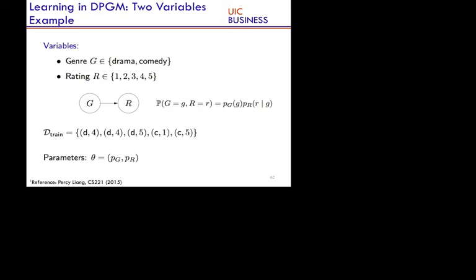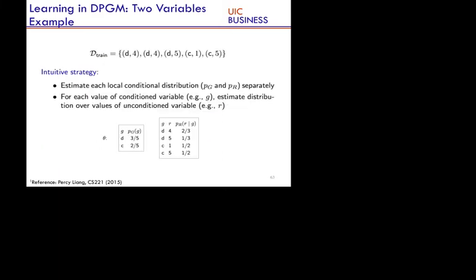Let's say we have this training data. So both random variables are observed, and the parameters are going to be P of G and P of R, which I've just succinctly represented here. P of G will have 2 parameters, or 1 parameter essentially, and P of R will be the conditional distribution. So we'll count the parameters in the next slide.